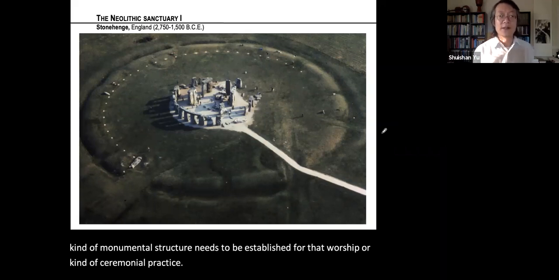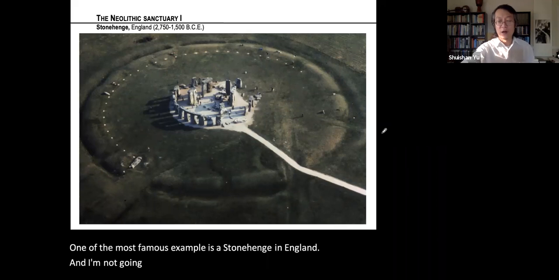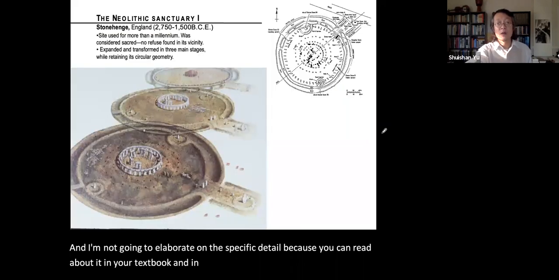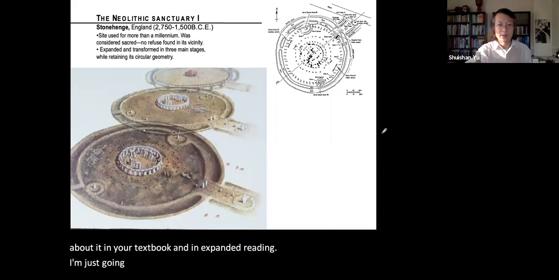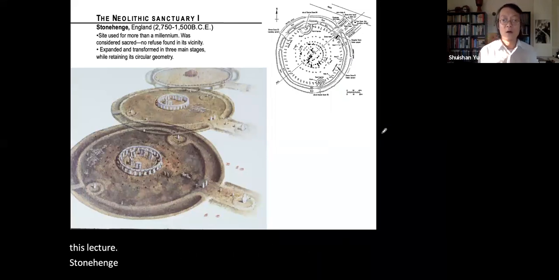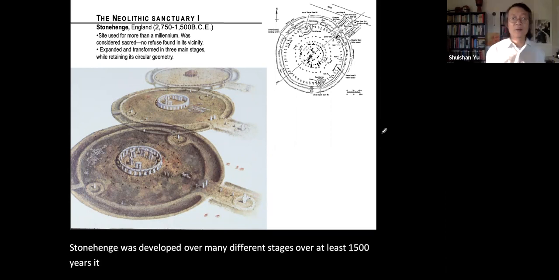One of the most famous examples is Stonehenge in England. I'm not going to elaborate on the specific details because you can read about it in your textbook and in expanded reading. I'm just going to point out the most significant issue tied to the theme of this lecture. Stonehenge was developed over many different stages over at least 1,500 years. The site starts to be marked around 3000 BCE.